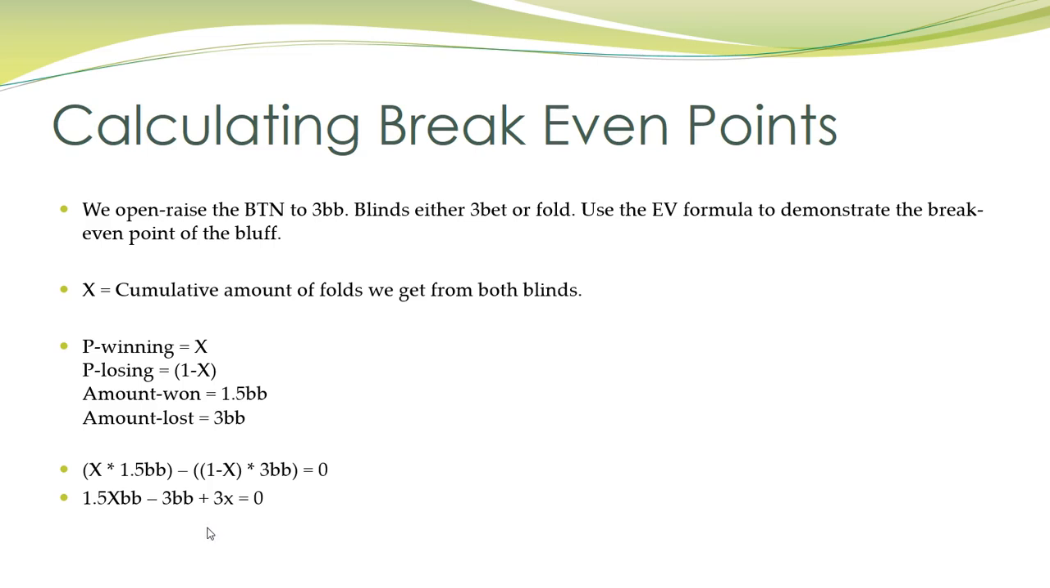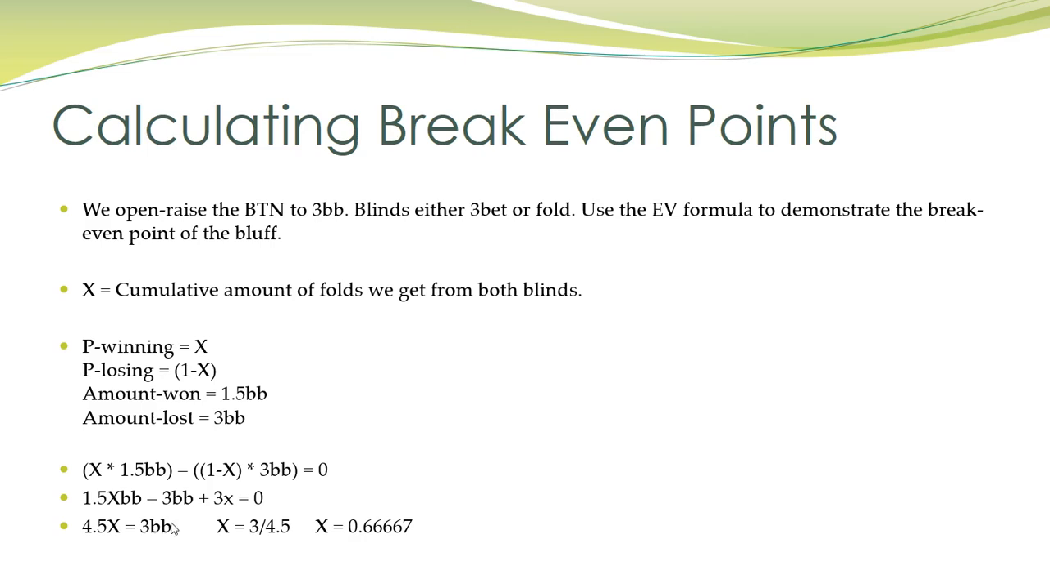Before we do that, however, there's some simplification that we can use here, because we have two terms which are the same. We have 1.5x big blinds and we have 3x big blinds. Because both of these terms are counting things in x big blinds, we can just add those terms together. So we have 1.5x plus 3x. So now we have an equation that says 4.5x minus 3 big blinds equals 0.